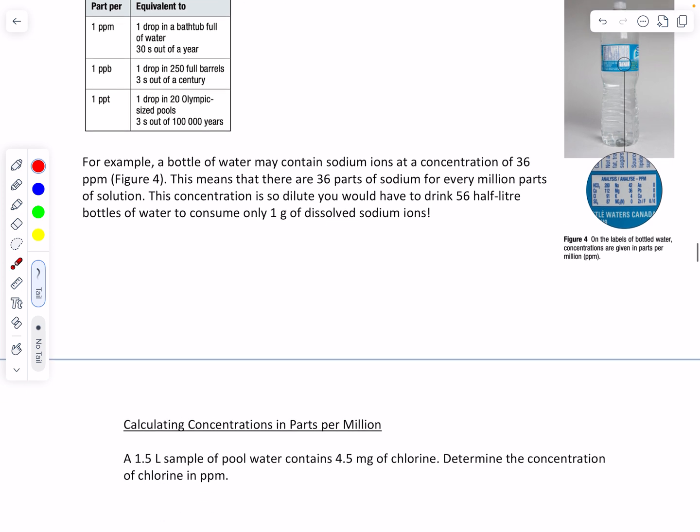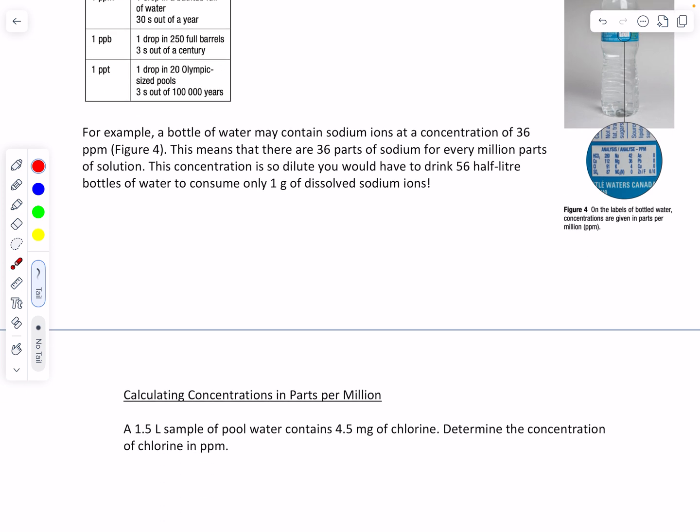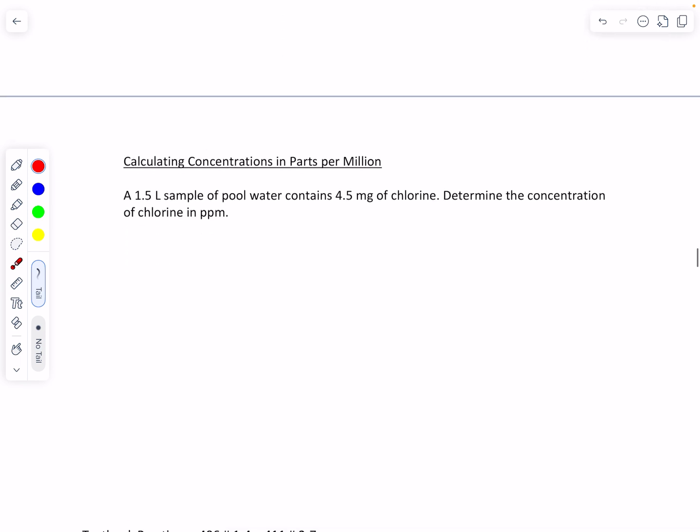For example, a bottle of water may contain sodium ions at a concentration of 36 parts per million. This means that there are 36 parts of sodium for every million parts of solution. This concentration is so dilute, you would have to drink 56 half-liter bottles of water to consume only 1 gram of dissolved sodium ions. Let's calculate concentrations in parts per million.